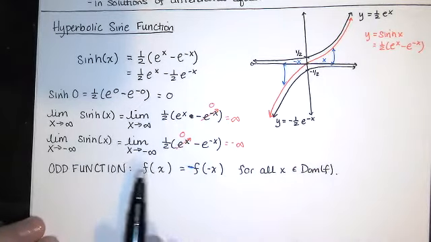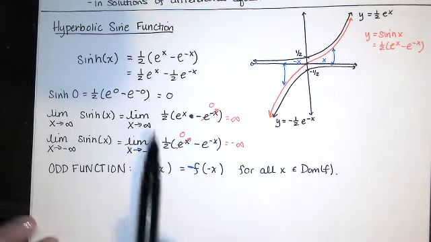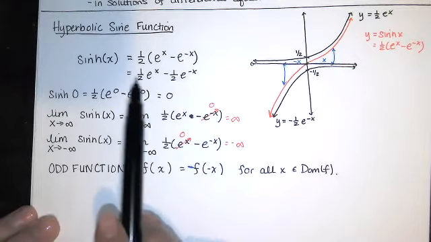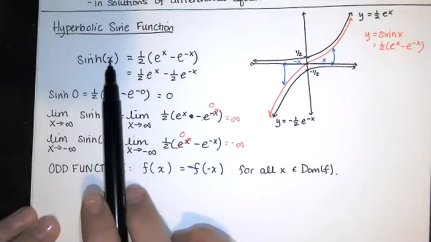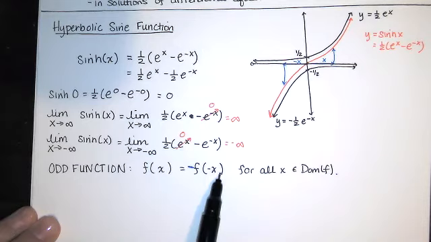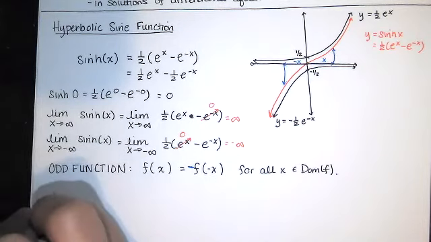Now, the hyperbolic sine function is an odd function, and you can prove that to yourself by replacing x with negative x and then multiplying the result by -1. You should get the function back. So let's prove it for hyperbolic sine.